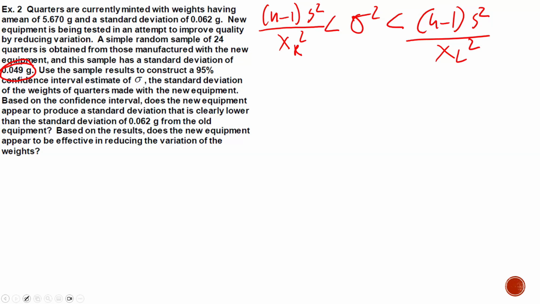So n here, everybody, is 24, and s is 0.049. If that was confusing, you can just notice that was the only sample one. A change was done, and we want to see, is the standard deviation lower after the change, or did the first 24 happen to be good by chance? So we want to get a confidence interval. And what else do we need, Bobby, to calculate this? What's missing?